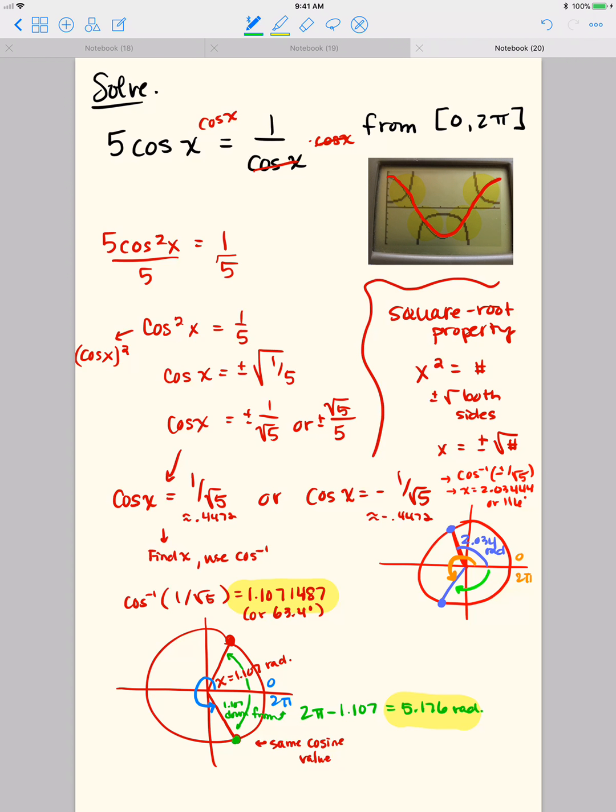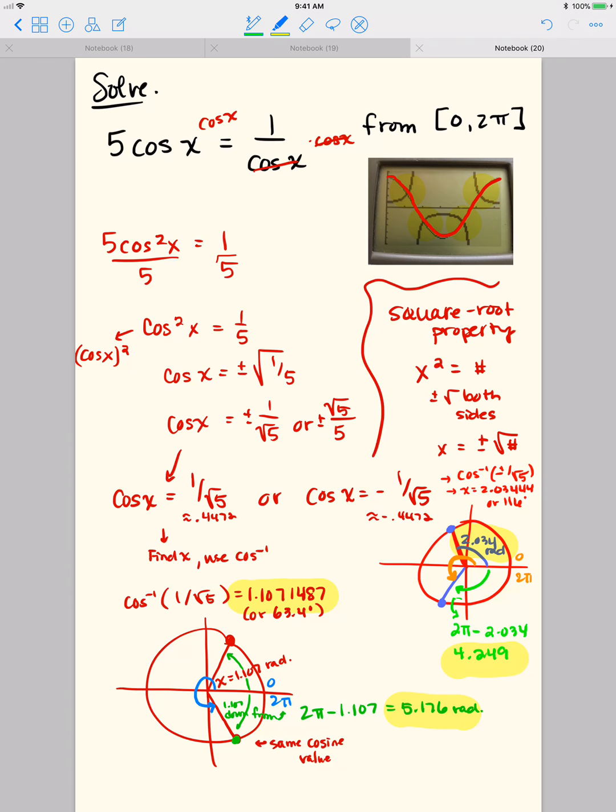It's in a negative sense. So if I want to get that angle, I could do 2 pi minus 2.034 radians, and that would put me in the same spot, which is 4.249. So the other two answers here are 2.034 and 4.249. So you do get 4 solutions.